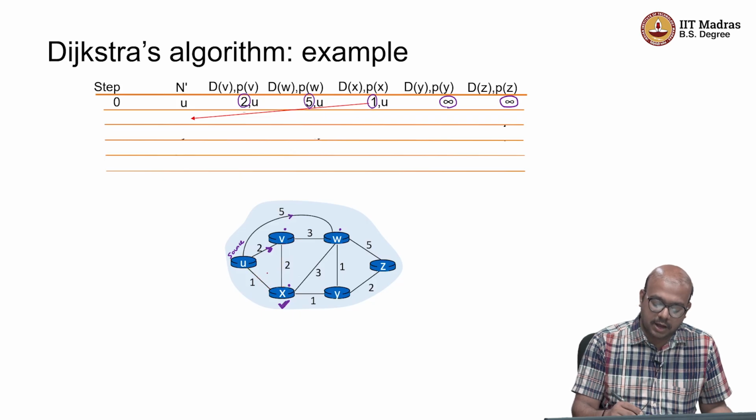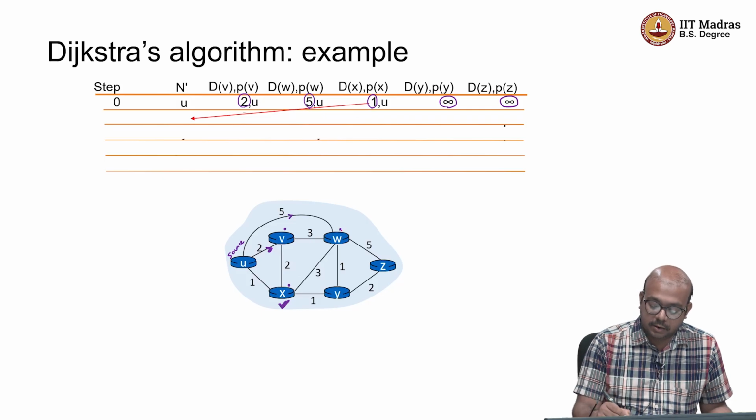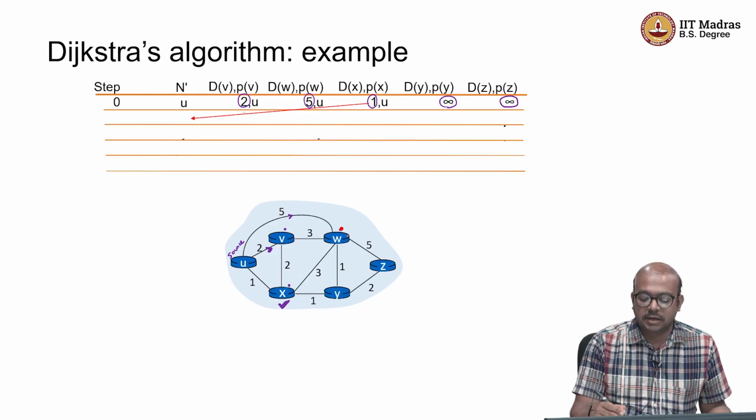I am going to stick to my current guess. Now, let us look at w. So, here we have w under consideration. W, my current estimate is 5, and let us see whether I can do better or not, okay.